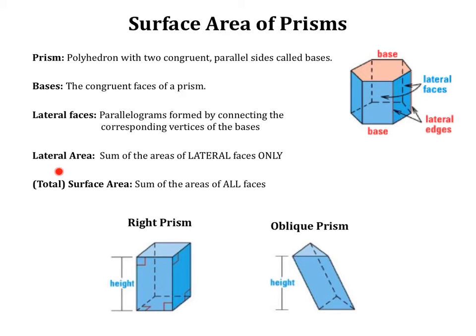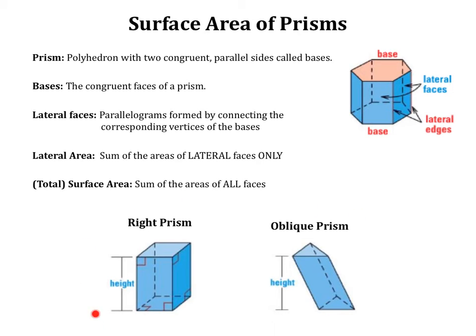Now, we will ask you sometimes for lateral area, and this is the sum of the area of the lateral faces only. So in this picture here, only these vertical faces. Or you might have total surface area, which is the sum of the areas of all of the faces. I put total here in parentheses because many times they will just say find the surface area, and they mean the total surface area. So that would be all the lateral faces plus both of the bases.